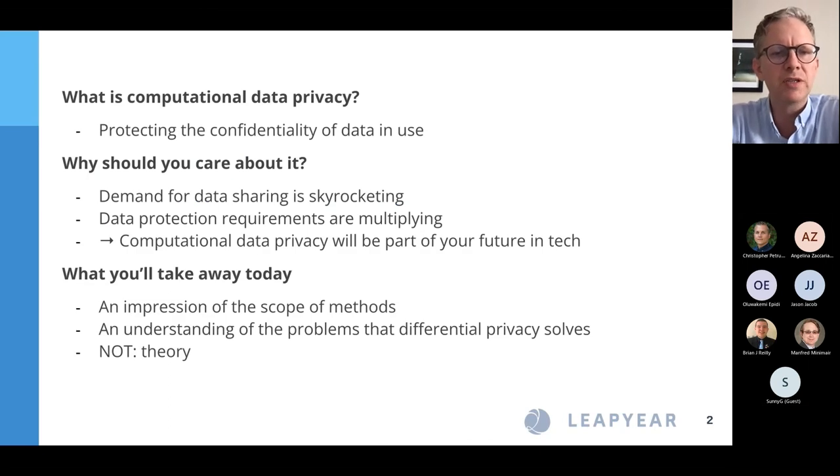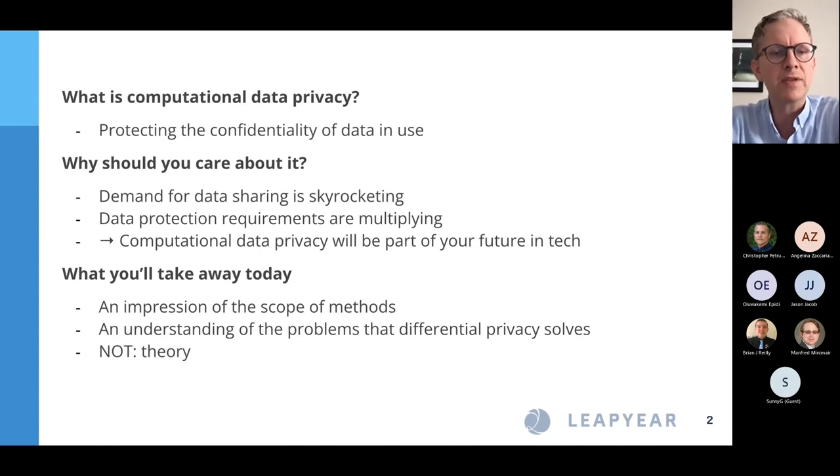One of the reasons I think that you should care about computational data privacy, well, let's step back and define it. A lot of the discussion today in cybersecurity is about protecting data that's at rest. So how do you keep hackers from accessing data that's living on a server somewhere? Computational data privacy is about protecting the confidentiality of the data while it's in use. So you're making use of the data to derive some insight, to share it, et cetera. How do you keep the data confidential while enabling that use of the data?